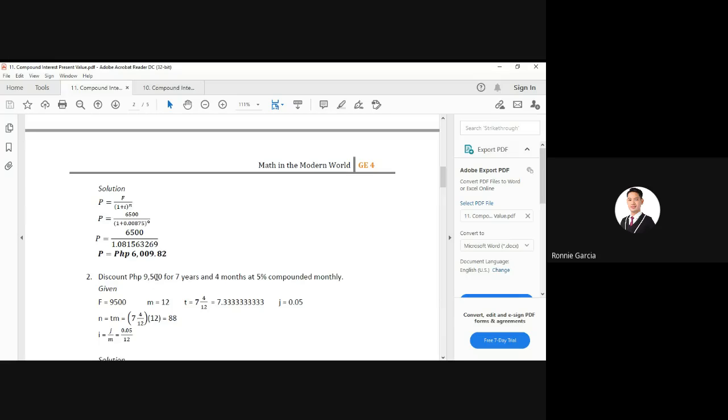So 9,500 is the future value because of the word discount. We have context clues in our problem. If discount is given, it means we will look for the principal. 7 years and 4 months is 7.333 and so on in decimal. 5% is the nominal rate, equal to 0.05. Monthly is 12, the value of M. So we solve for N and I. N is TM, so 7.333 times 12 will give you 88.